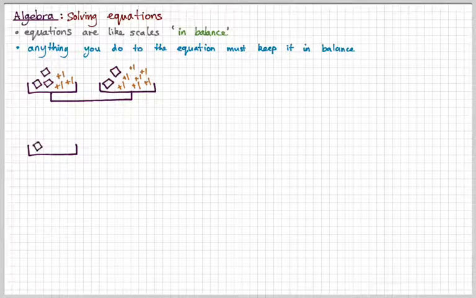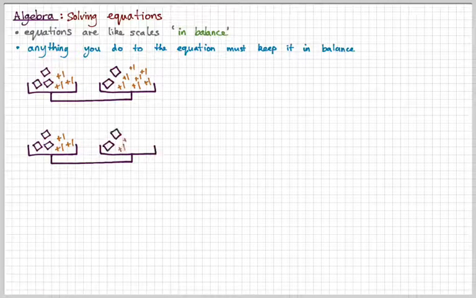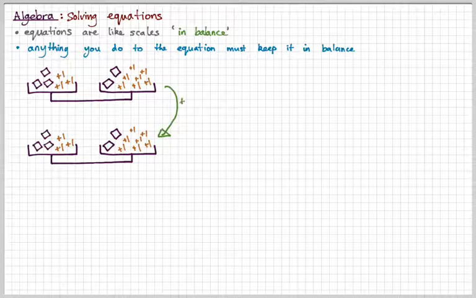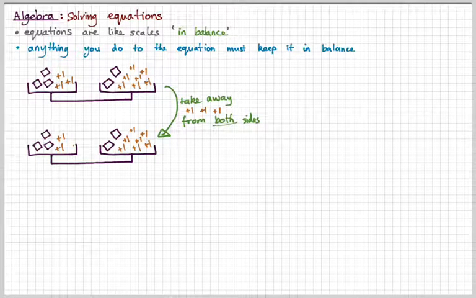Okay, so what could we do? Well, if we draw this out again, so we've got the 3 boxes and the 3 ones, and then the 2 boxes and the 7 ones. What's something we could do to keep it in balance? Well, what we could do is we could take away 3 ones from both sides. This would keep it in balance.